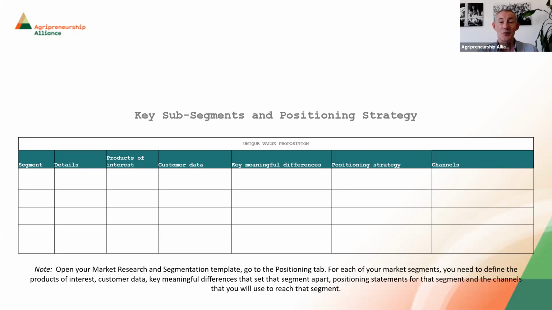Once your document is opened, please open the positioning tab. And for each of your market segments, you need to define the products of interest and so on. So this is a document that you need to complete. And this is based on your unique value proposition, obviously, where you can actually start stating what are the key meaningful differences about your product and where it fits into your market.